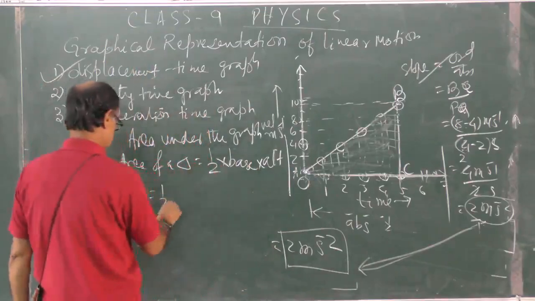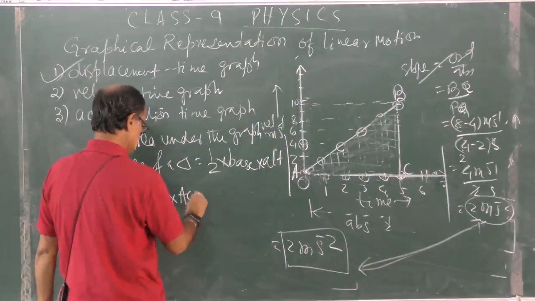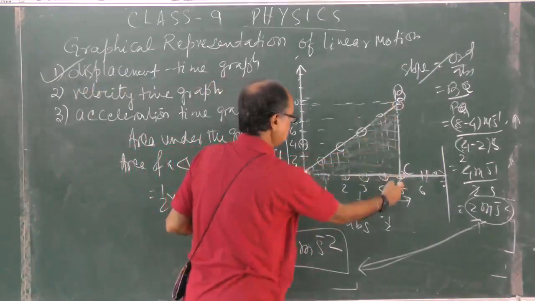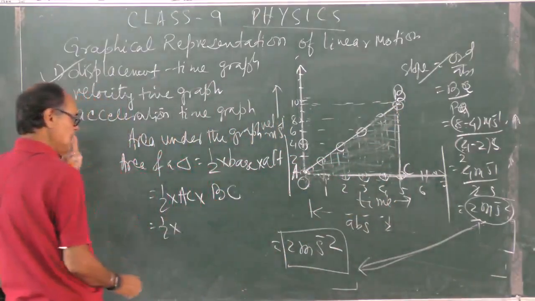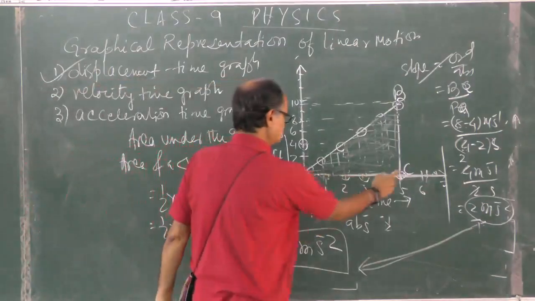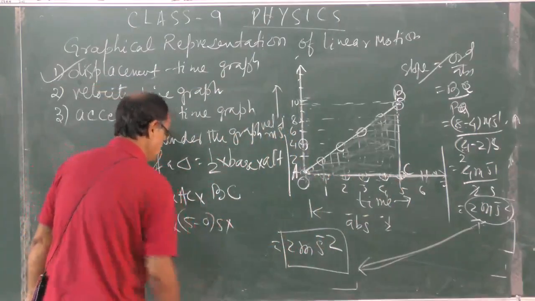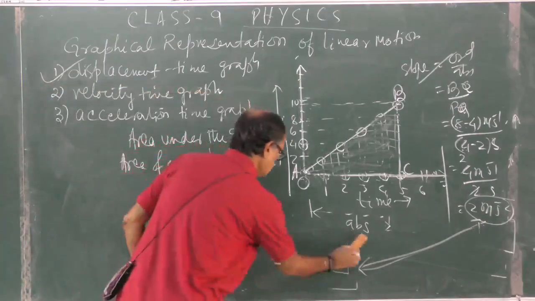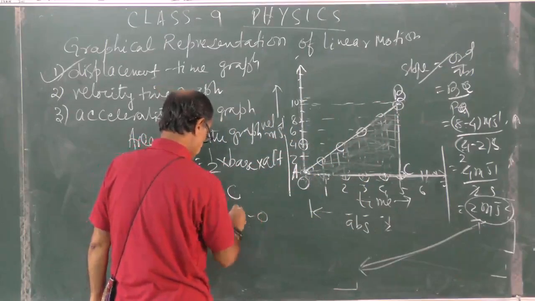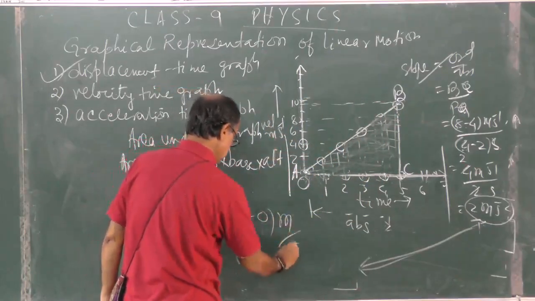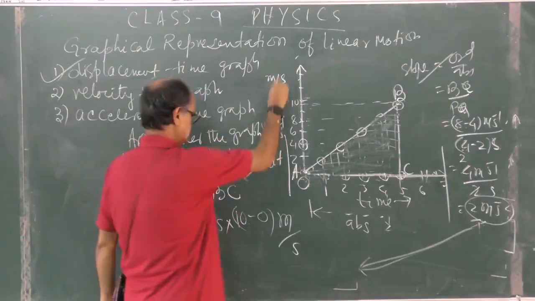Half into, what is the name of the base? Base name is AC. Multiply with altitude. Altitude is BC. So 1/2 AC, value from A to C, that is 5 minus 0, in seconds. Multiply with BC. BC is the height or altitude, that is 10 minus 0, and this unit is meter per second. That is the velocity unit. So it is meter per second.